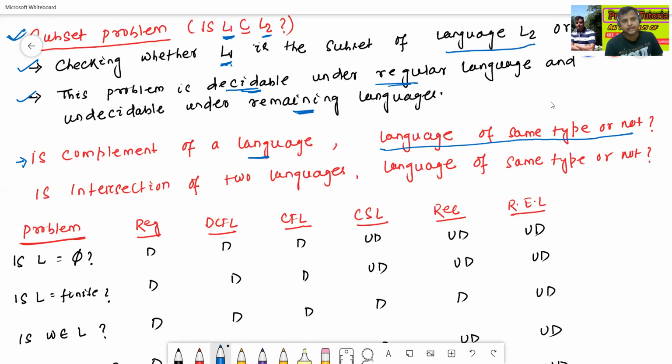Later we'll see. The next problem is: is the intersection of two languages a language of the same type or not? Are these problems decidable or undecidable? Later we'll see.